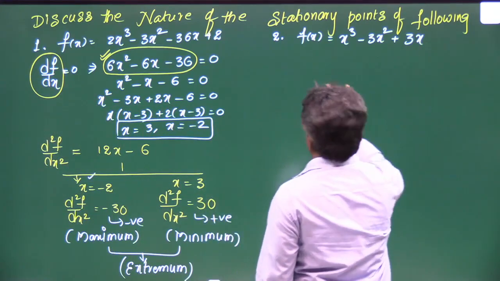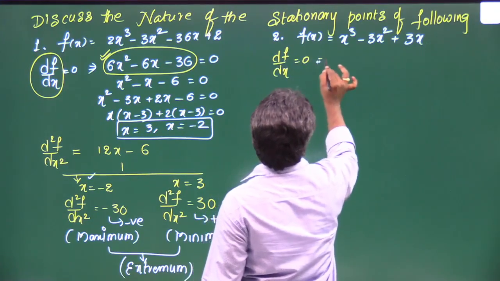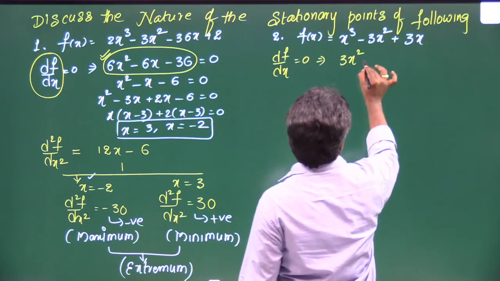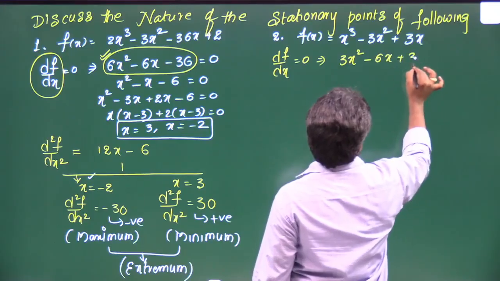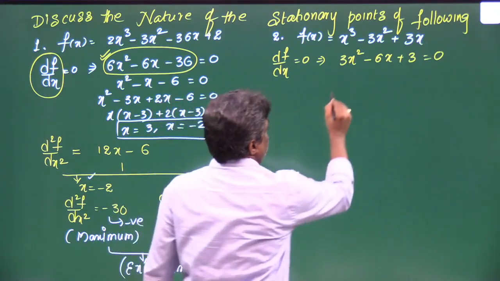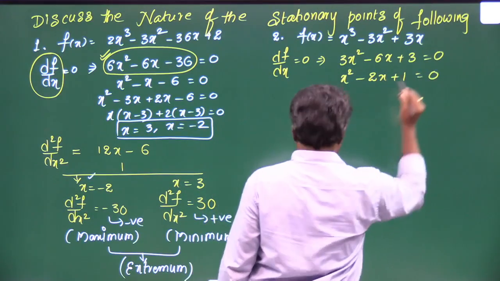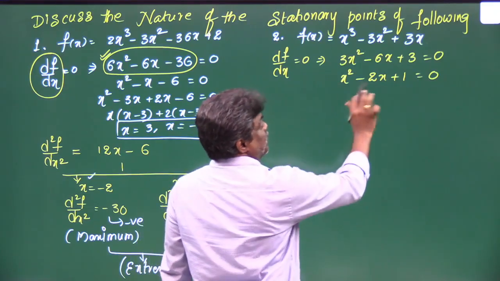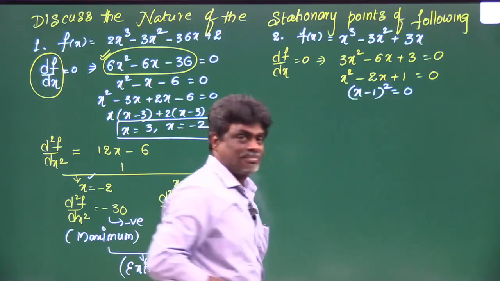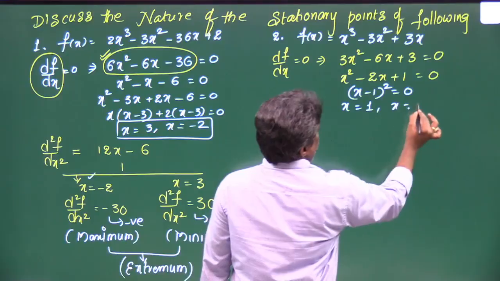And here we have the function as usual. The first derivative we have to take equal to 0. So that is 3x square minus 6x plus 3 equal to 0, because the stationary point's condition is the first derivative 0. Just now I told you, if the right hand side is 0, you can simplify, and this will be x square minus 2x plus 1 equal to 0. If you observe carefully, this is (a minus b) whole square, that is (x minus 1) whole square. So here we got x equal to 1 and x equal to 1.